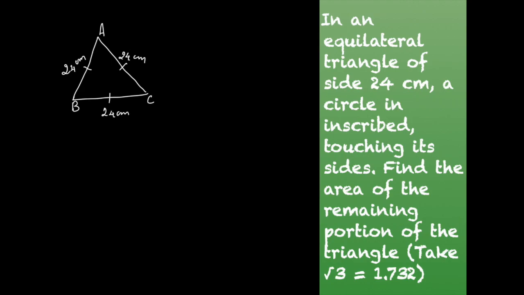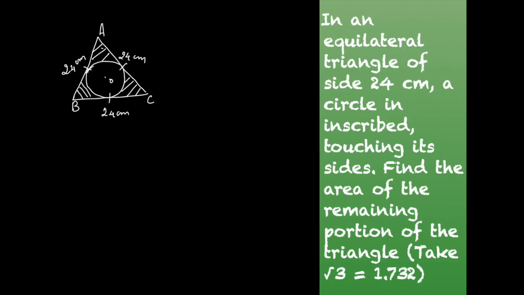A circle is inscribed. Inscribed means it is inside the triangle, touching all the sides. So let this be the center of the circle. Find the area of the remaining portion of the triangle. This is that portion which is not included by the circle. This area you have to find out.